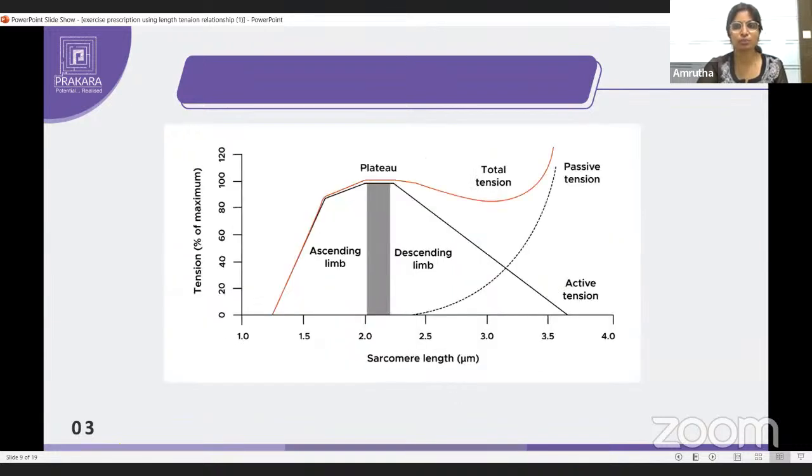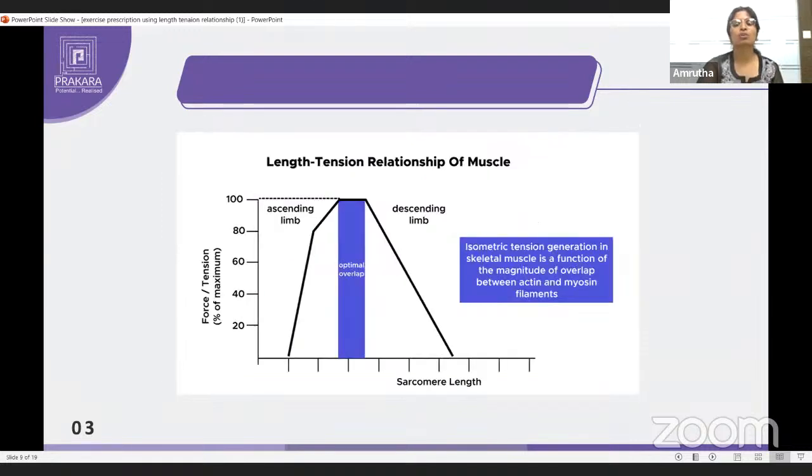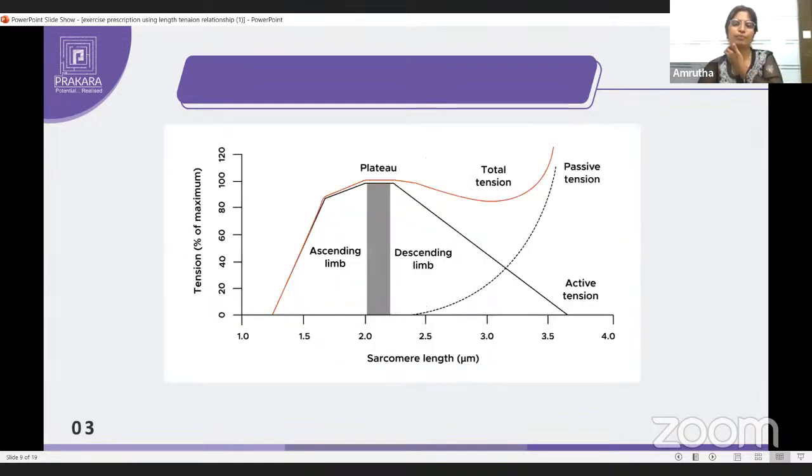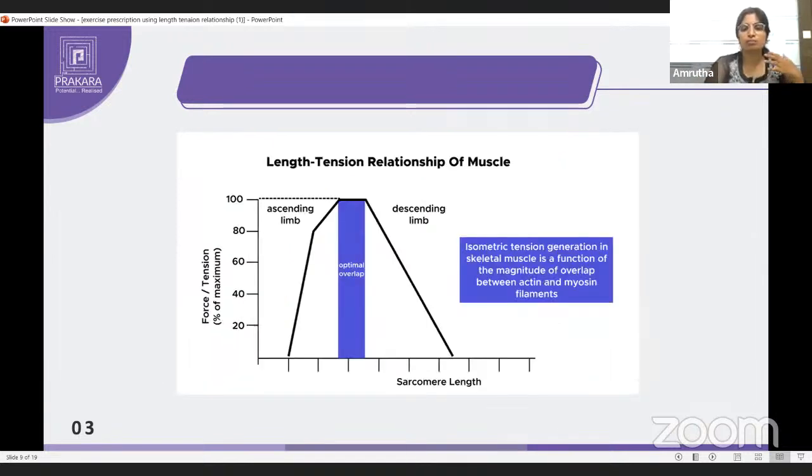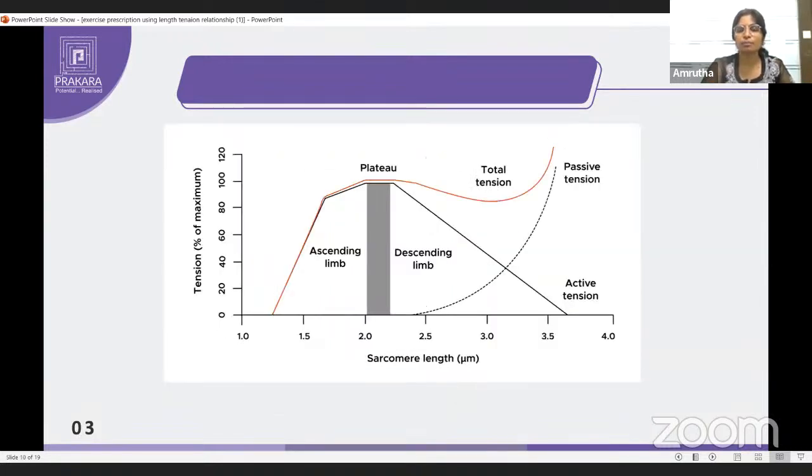Now coming to the actual length-tension relationship graph. I have seen a few students just getting stuck seeing this graph. There's no problem in the graph here. Only thing is, they might find it more complex than usual. So for those students, I will tell them to first go for the easier graph. Now coming back to this.